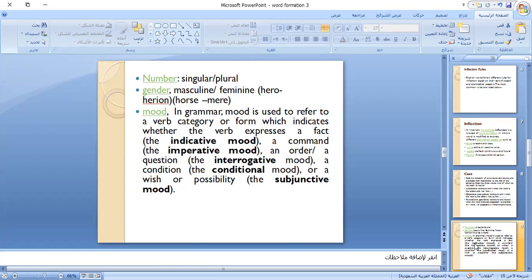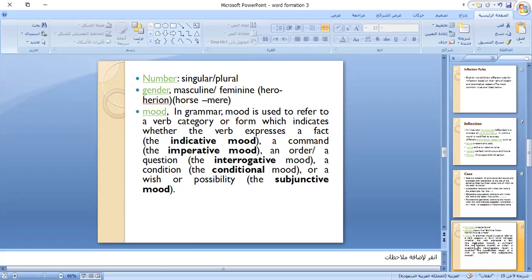We bring different words for different objects or different people or different animals, which indicate gender. So we have different words, different word formation.